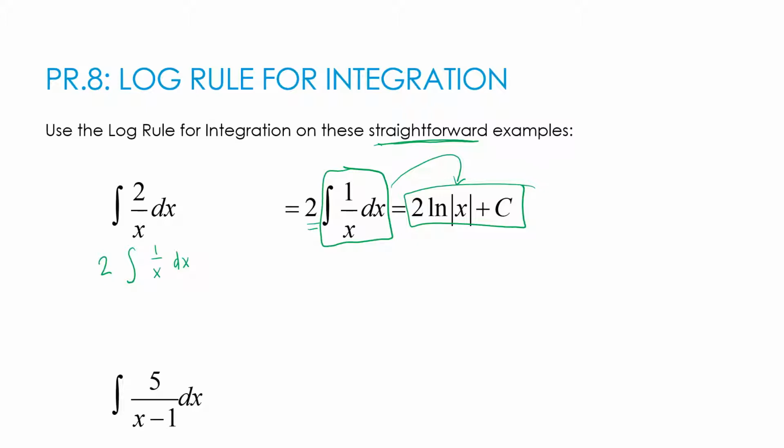Same thing is going to be true for the second one. I'm going to take the 5 and pop it to the outside. So the 5 on the outside, and then the integral of 1 over x minus 1 gives me the natural log function of the absolute value of x minus 1, plus c.